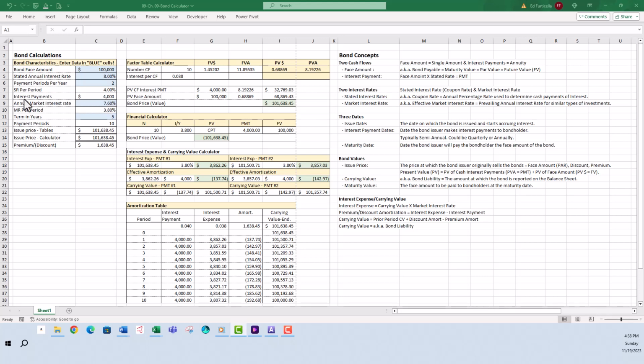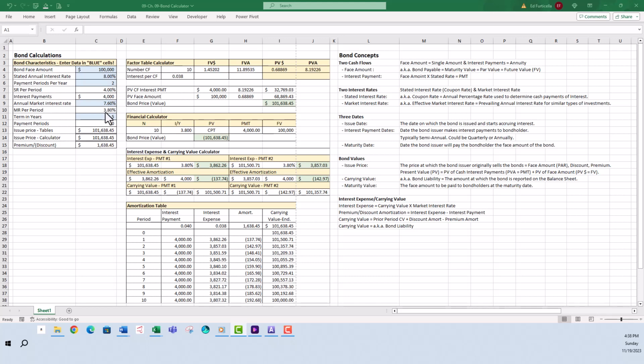The annual market interest rate is the prevailing annual interest rate for similar types of investments. So investors would look at other investment alternatives and see what types of return they could get. Investors will always want to receive the current effective market interest rate. In this case, the annual market interest rate is 7.6%. To determine the market rate per period, we would divide the 7.6% by 2 and use 3.8%.